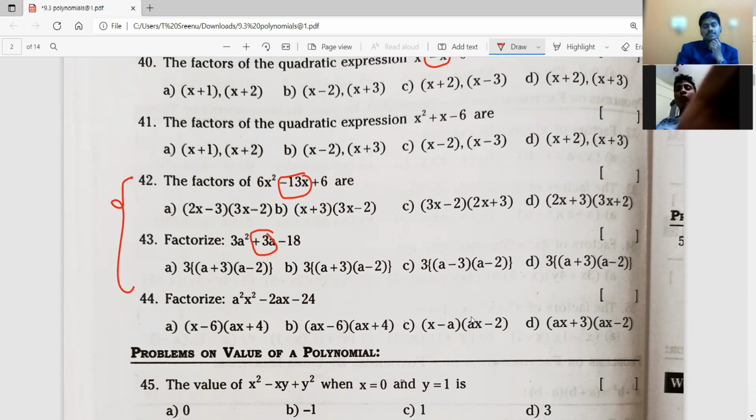So in 42nd, how is it, sir? If we multiply, we should get 6. If we add, we should get minus 13, no, sir. What we take, sir? 6 sixes are how much? 36, sir. Multiply means plus 36. Add means minus 13. You get the factors, just think. Yes, sir.